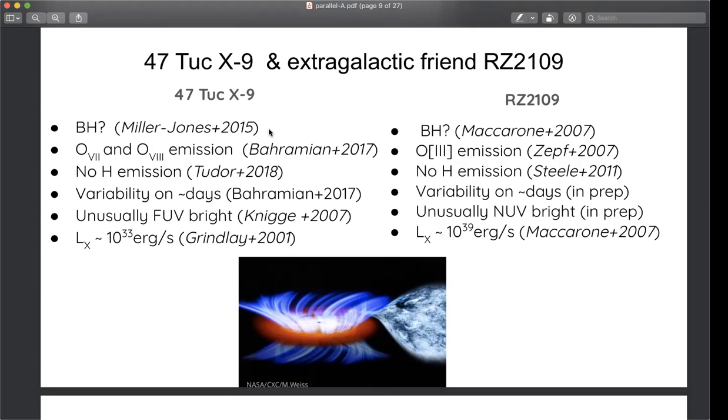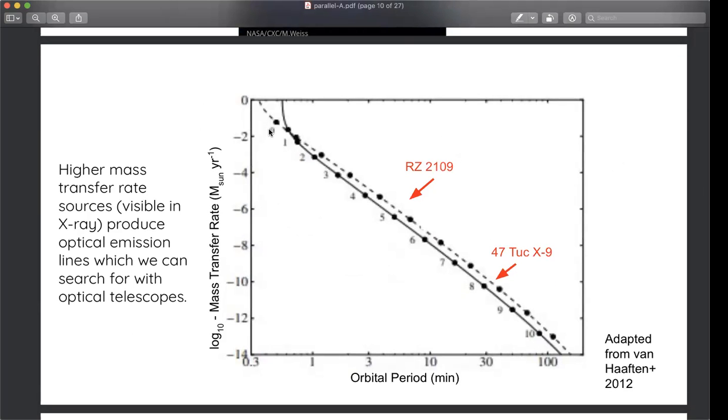So next slide, please. So there's this theoretical plot from Van Haaften et al. 2012, which is one of my favorite, I would say, top 10 papers ever. It talks about theoretical predictions of formation of ultra-compact X-ray binaries, and has this relationship between the mass transfer rate and the orbital period. So we know that 47 Tuc X9 has a lower mass transfer rate and a 30-minute measured orbital period.